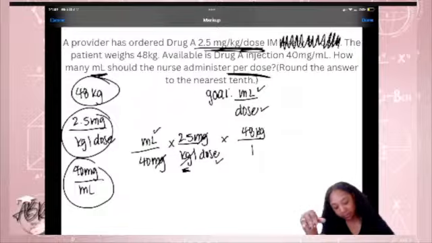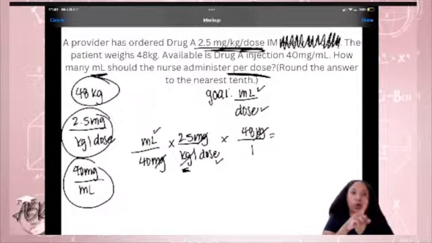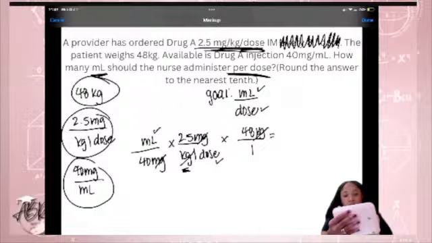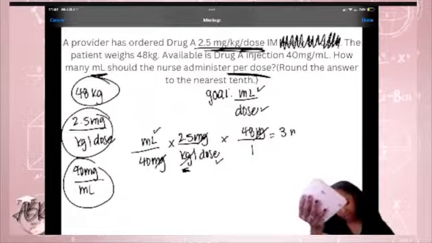So 48 kgs over 1. And now we have milliliter per dose. 2.5 times 48 divided by 40 equals 3 milliliters per dose.